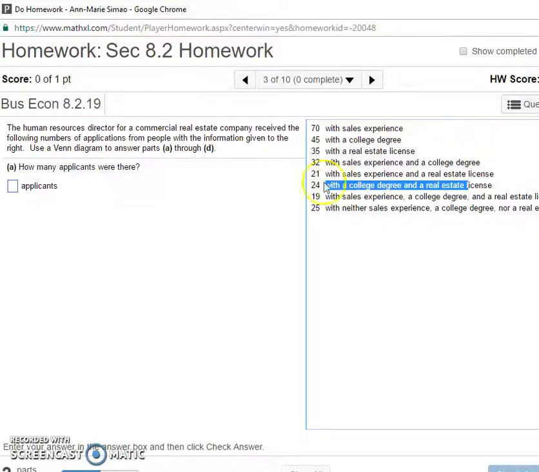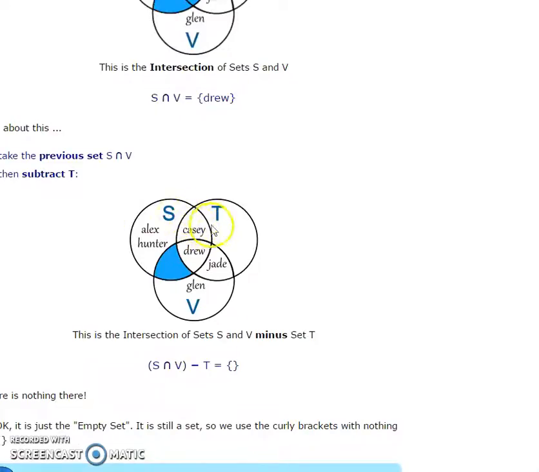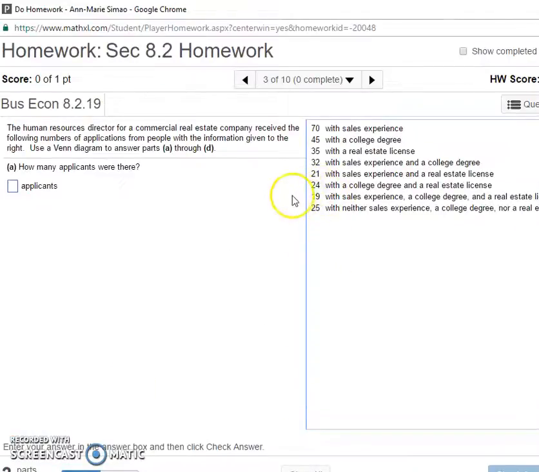What do you have to be careful of? Just like we had already taken care of Drew, there's only going to be 5 left, because if I have 24 here that liked college degree and real estate, 19 of those actually liked all 3. So there's only 5 left that would fall into the intersection like Casey is up here. Just like you had Casey and Drew originally, you only have Casey left. In my example over here, you only have 5 left. The same thing's going to happen, sales experience and real estate. 21 minus 19, you're only going to have 2 in that group.